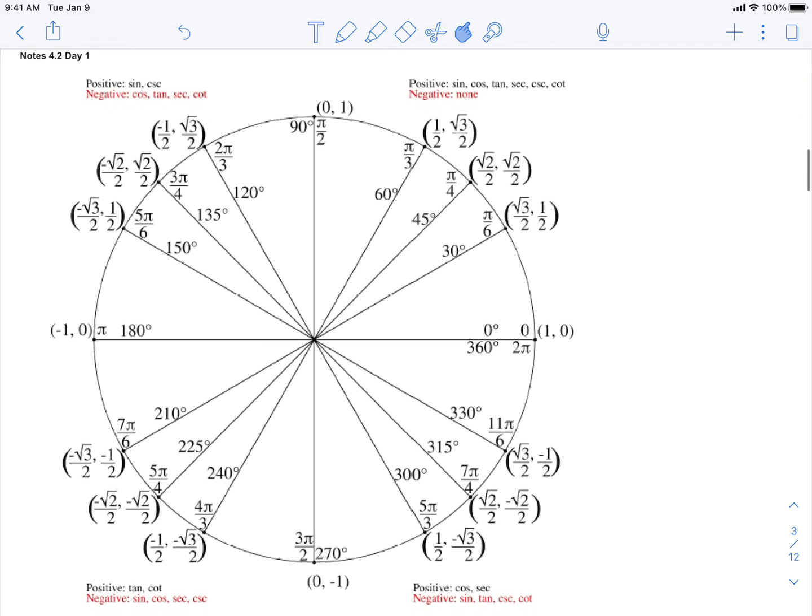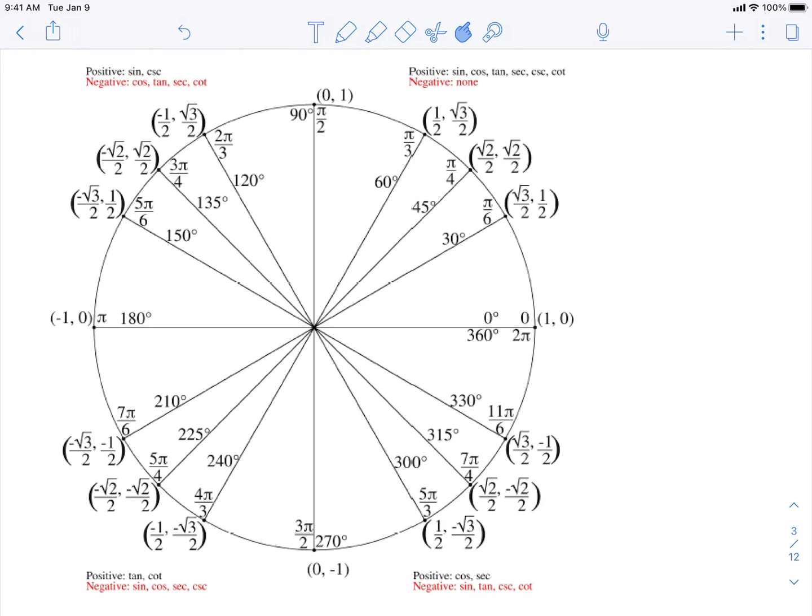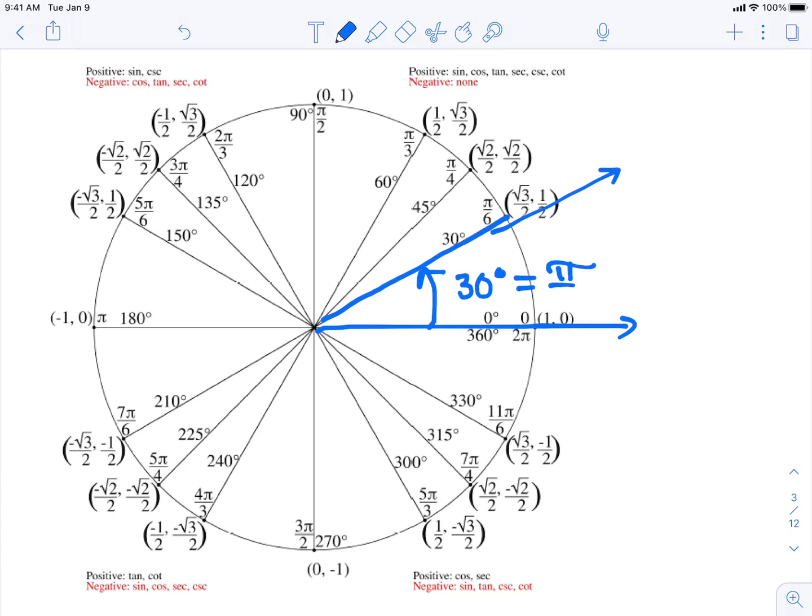So below is a completed unit circle with the special angles, and I'm just going to focus on this first angle of 30 degrees. So here's 30 degrees, or the equivalent form of pi over 6.